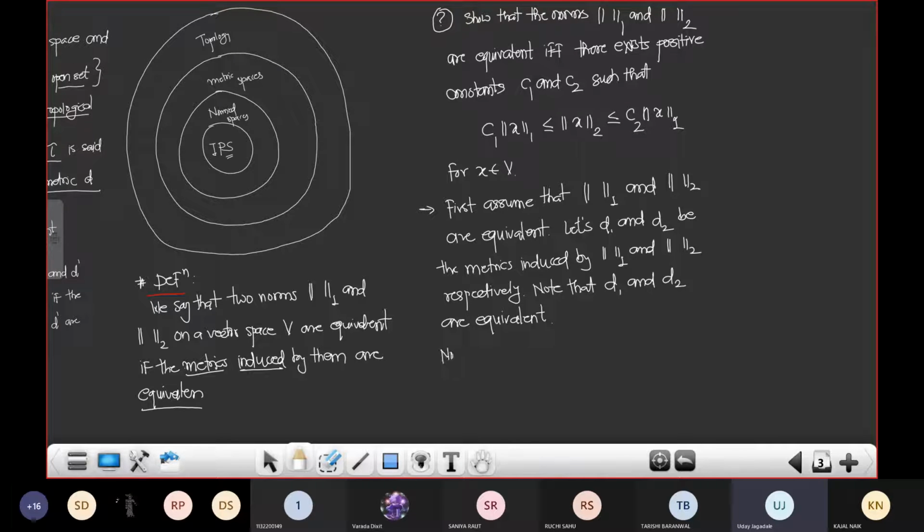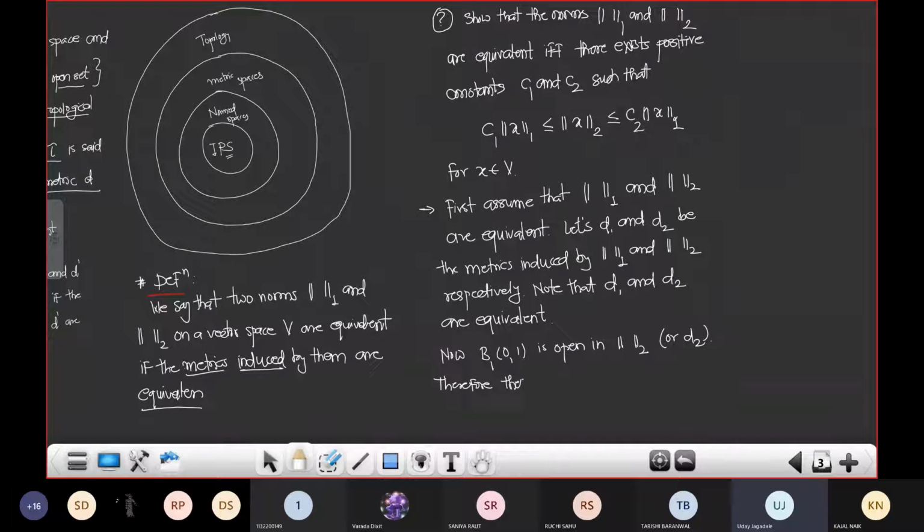Now I want you people to help me here. Now, this is the open ball in D1 centered at 0 and of radius 1. Now, B_D1(0,1) is open in norm 1, hence open in D2.